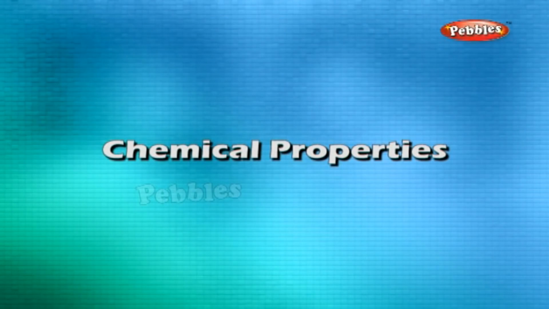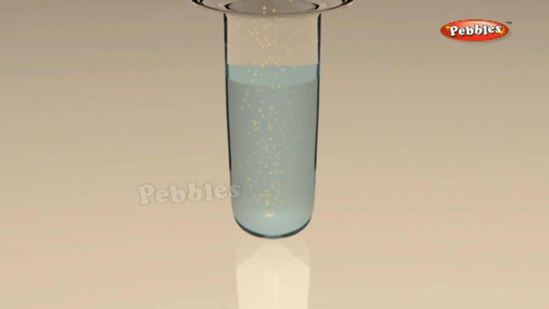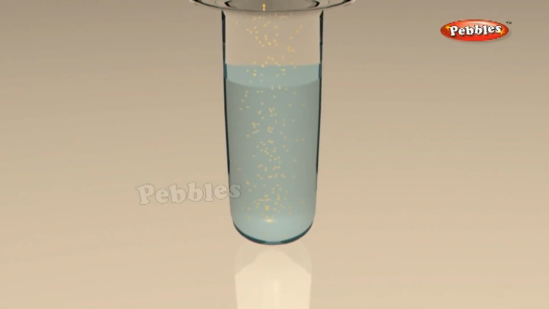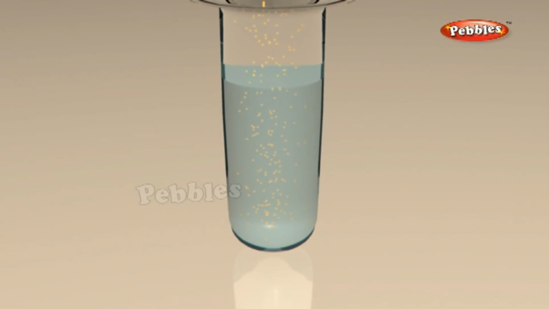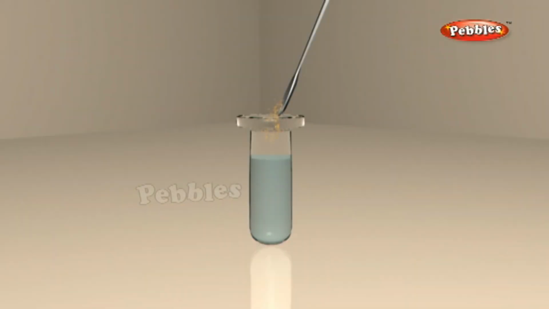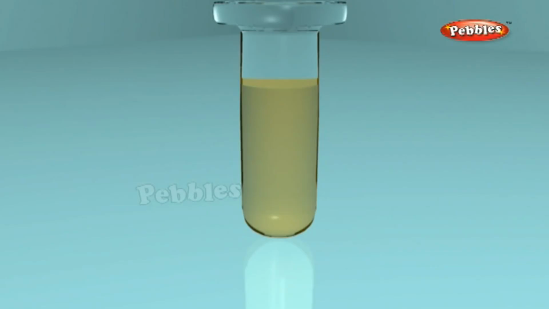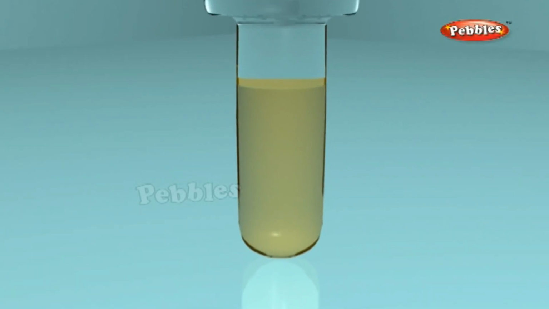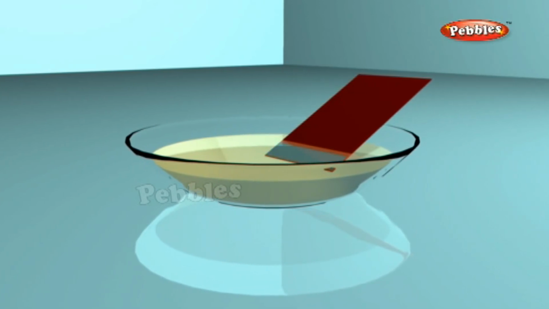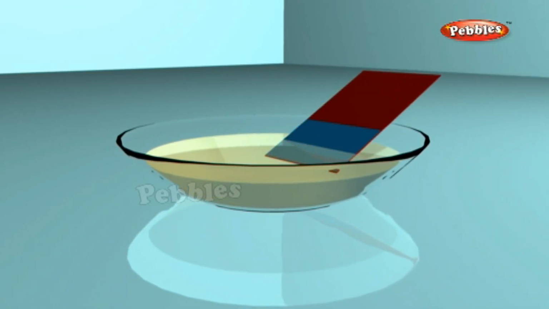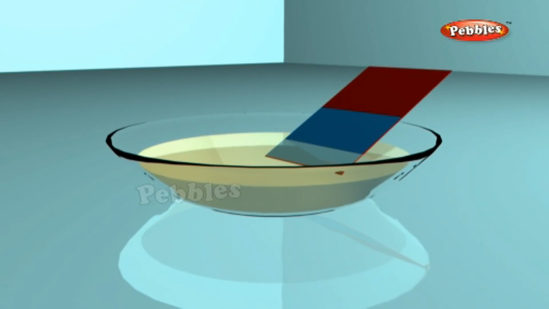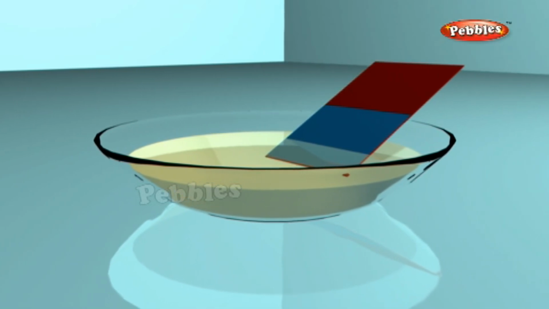Chemical properties. Collect a spoonful of rust and dissolve it in a very little amount of water. You will find that the rust remains suspended in water. Shake the suspension well. Test the solution with red and blue litmus papers. It turns red litmus blue, which shows it is basic in nature.